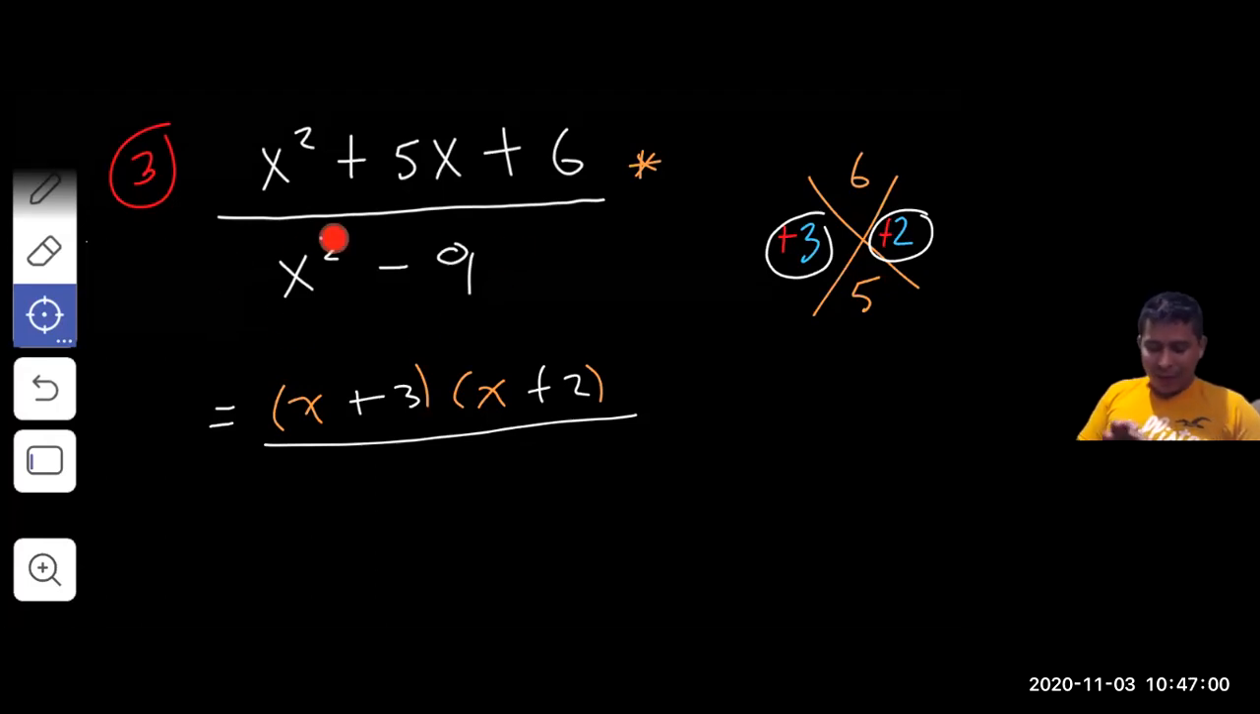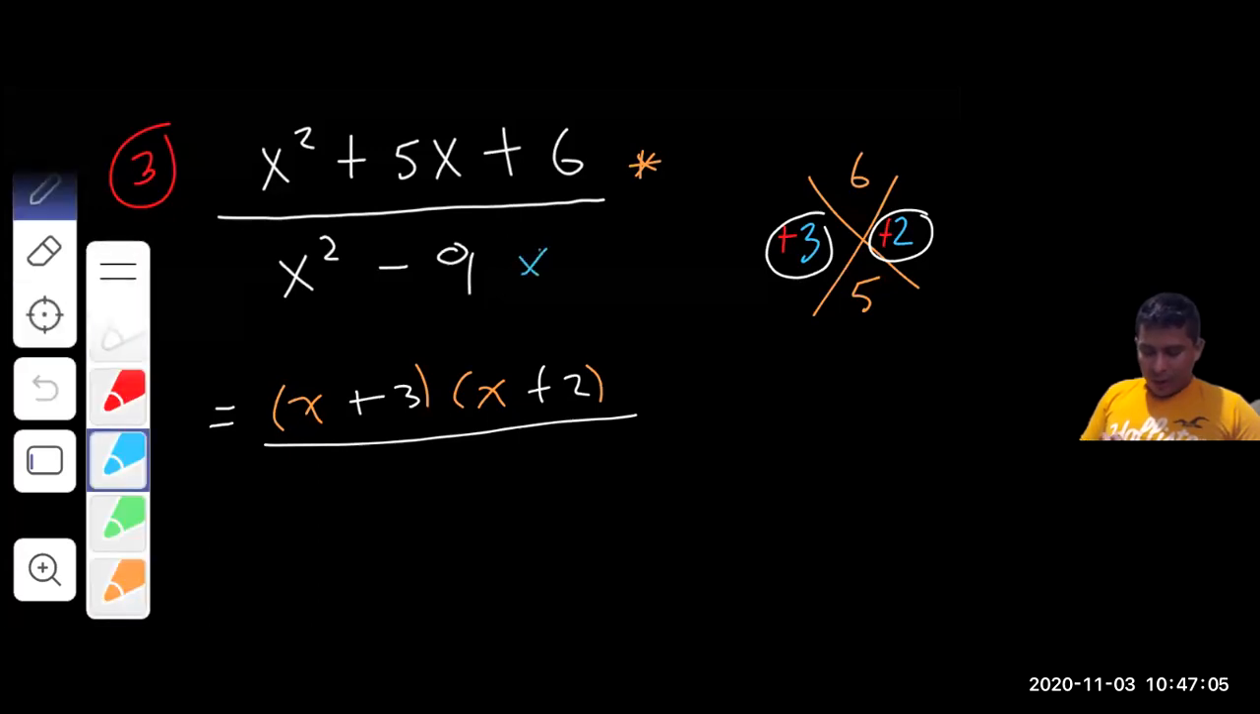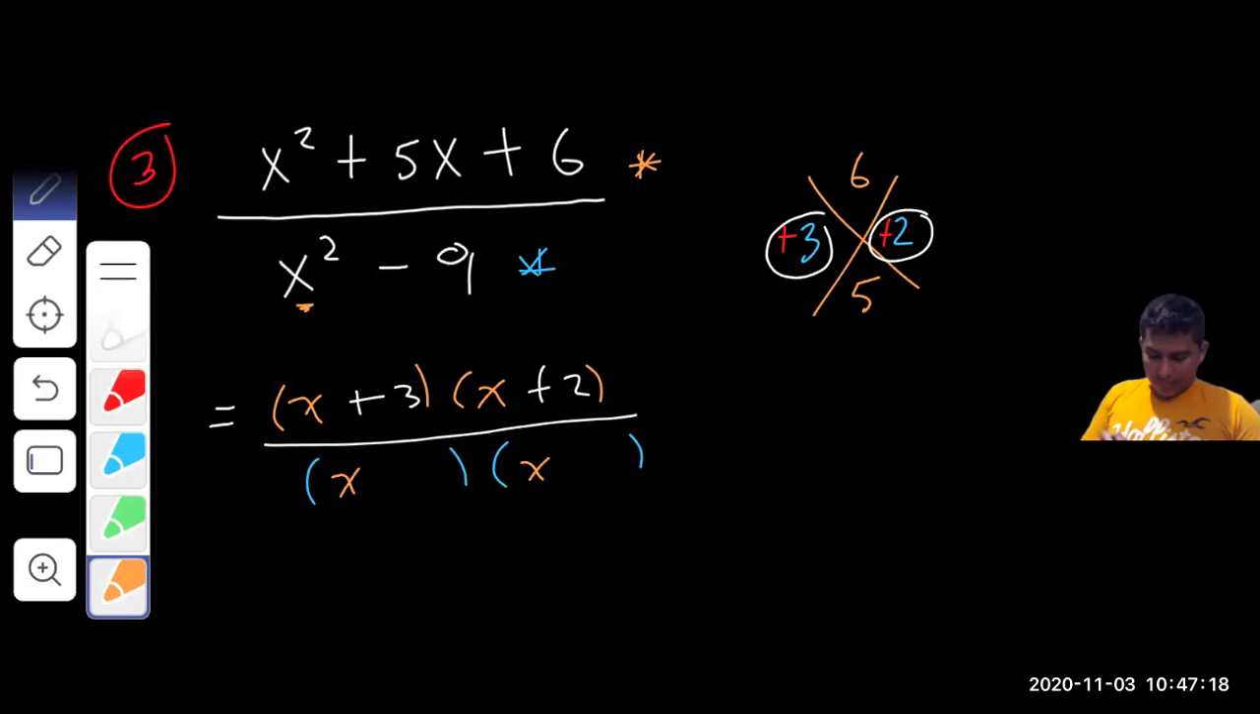What is this, guys? Difference of squares, right? How can I factor this, guys? X squared, how would you factor it? X and X. How would you factor 9? 3 and 3. How can you get negative? One positive and the other negative. Excellent. Okay, this is what we got, guys.